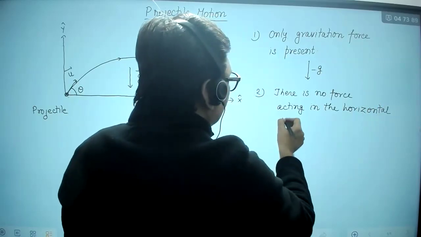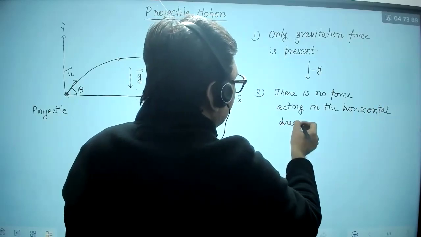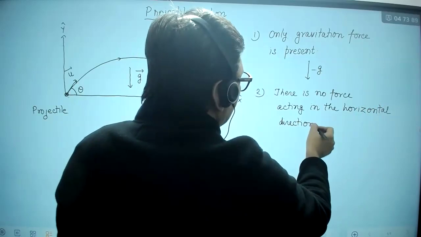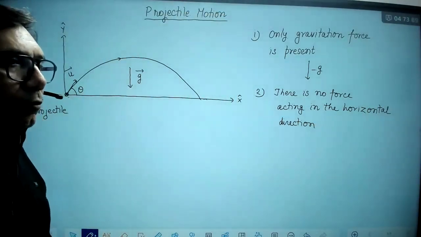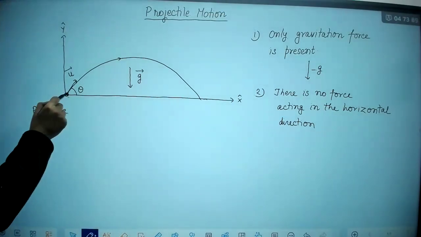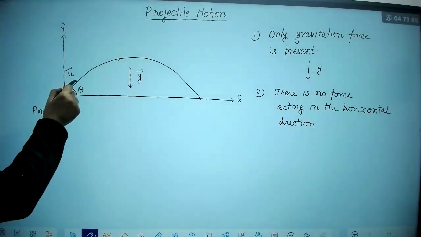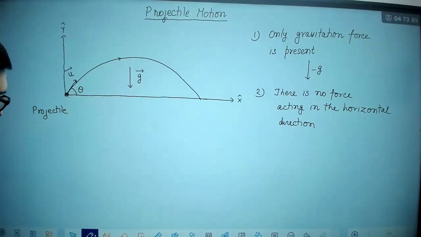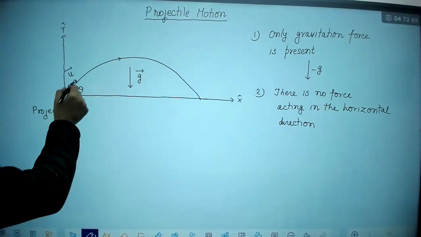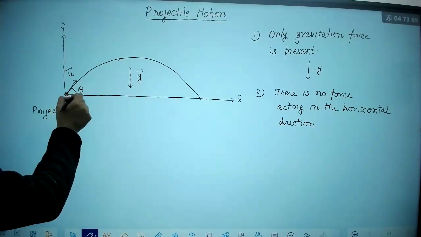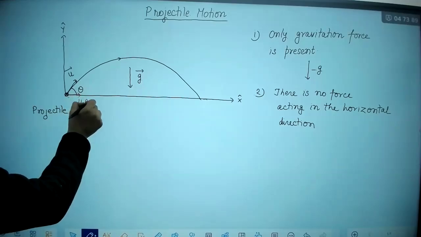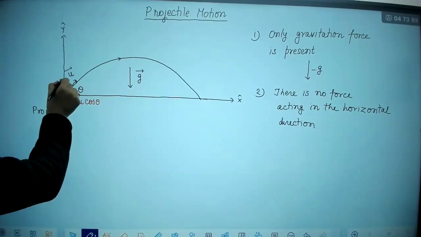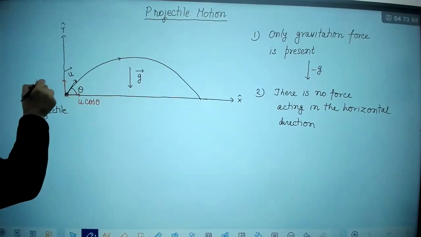Yes, beta? Student: In the x direction, does that mean the x component of the force with which it was thrown initially will also not be there? No, velocity, it will have a velocity component. Whatever velocity component is there will remain. If you launch the particle with initial velocity u, there will be a horizontal velocity component, u cos theta, and a vertical component, u sin theta.